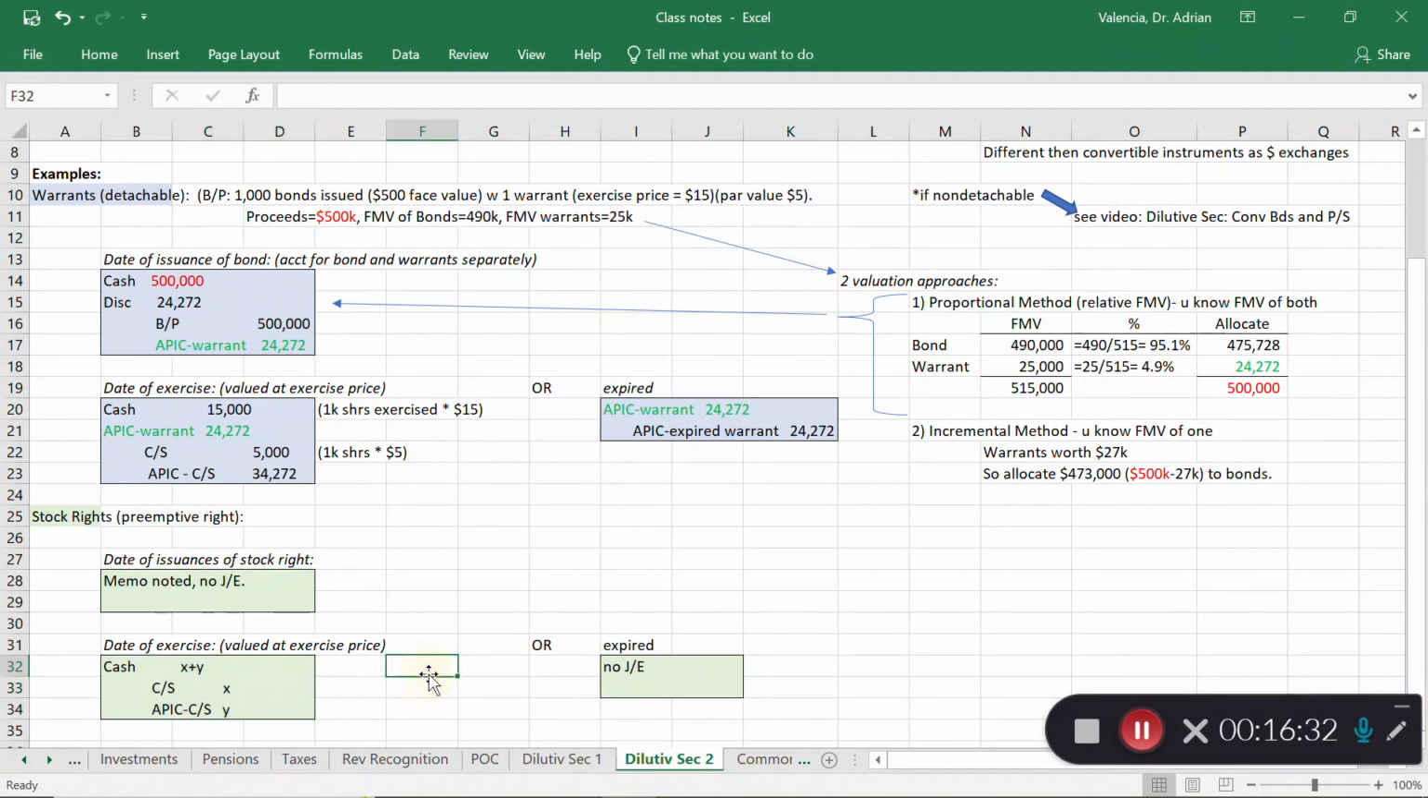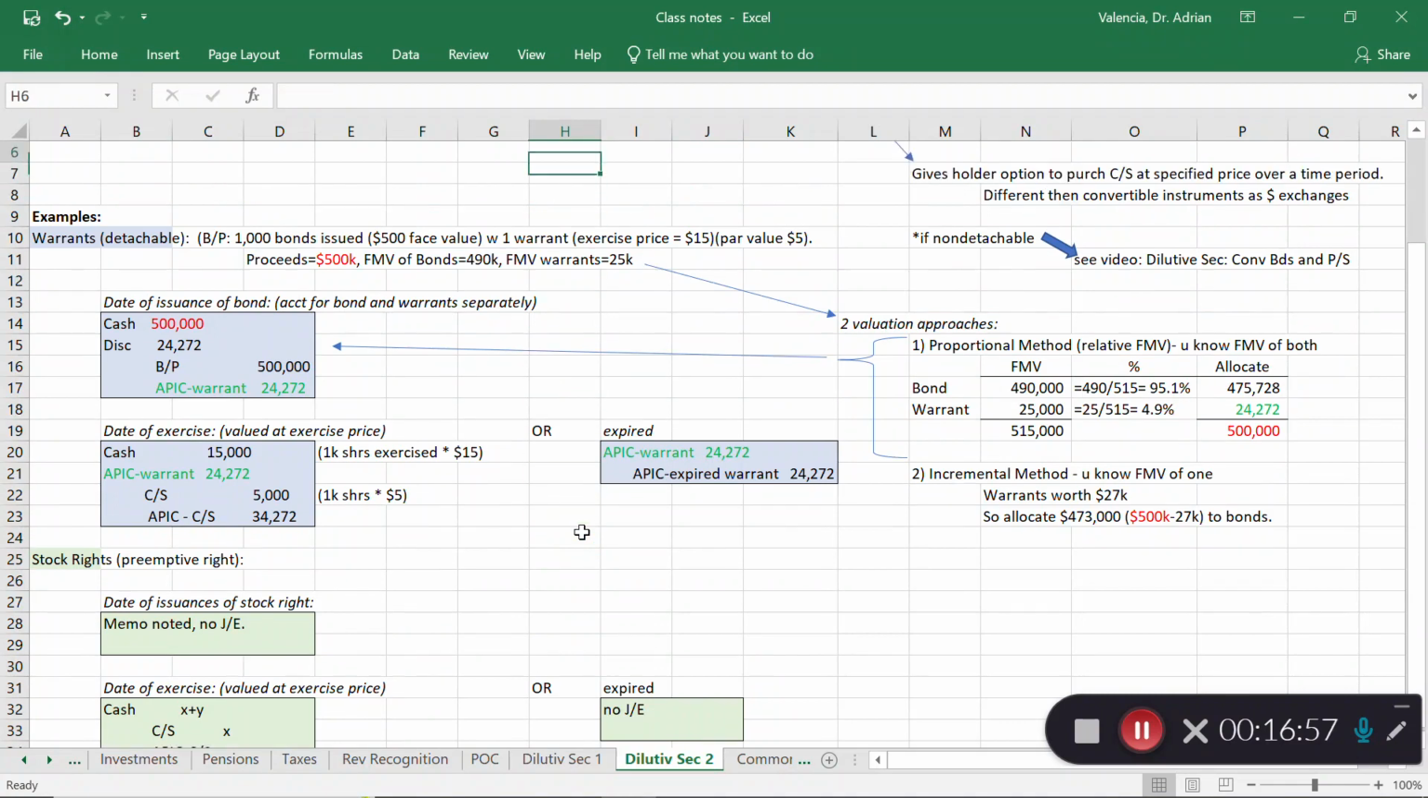All right. And then if they are not exercised, then we have no journal entry. If they expire, we have no journal entry because, keep in mind, no journal entry occurred at the beginning. Whereas here, this journal entry gave rise to this warrant that later on we have to remove. This gave rise to nothing. So we are just going to do nothing if they expire.